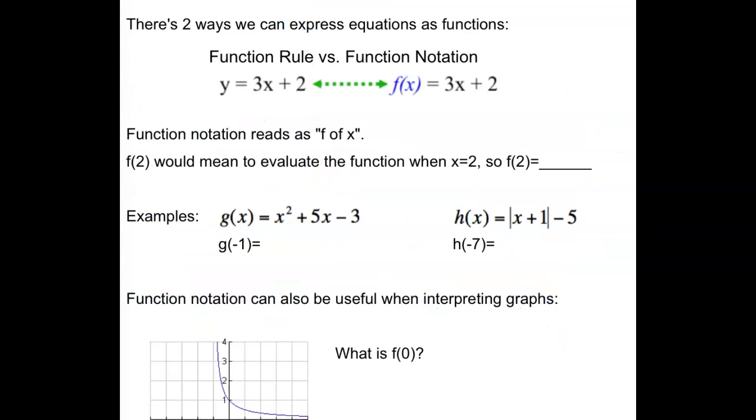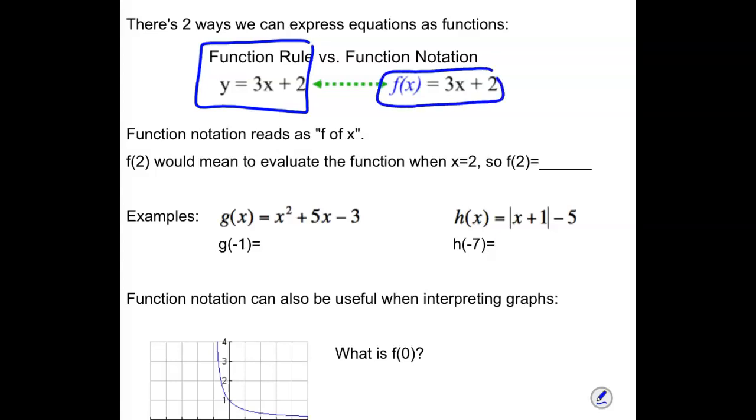All right, so there are two ways we can represent functions. One is a function rule, and one is function notation. So on the left, we have a function rule. It's a typical equation. This one's a linear equation, y equals mx plus b kind of format. Our function notation looks like this. And this notation is read f of x.